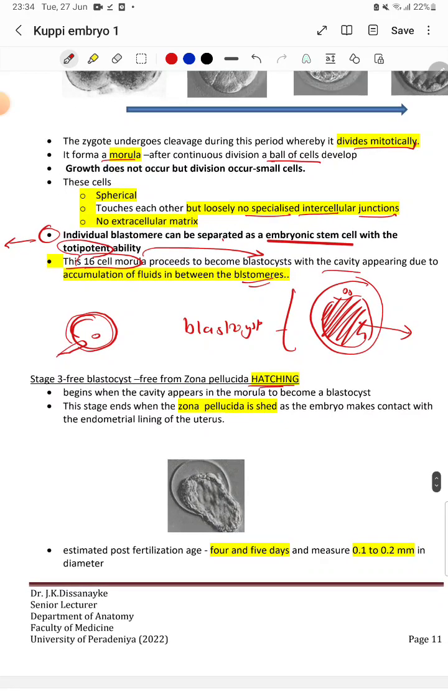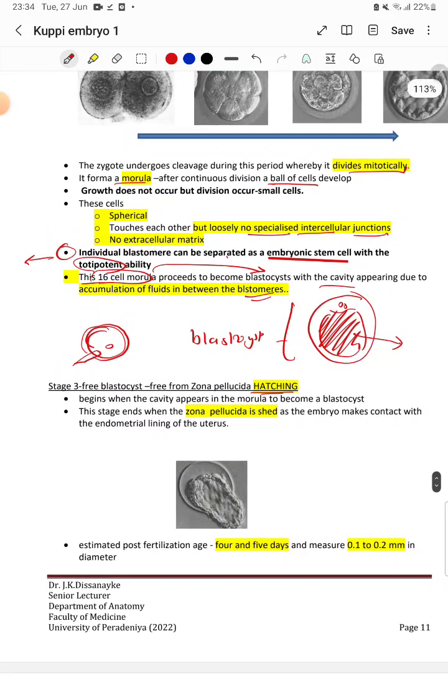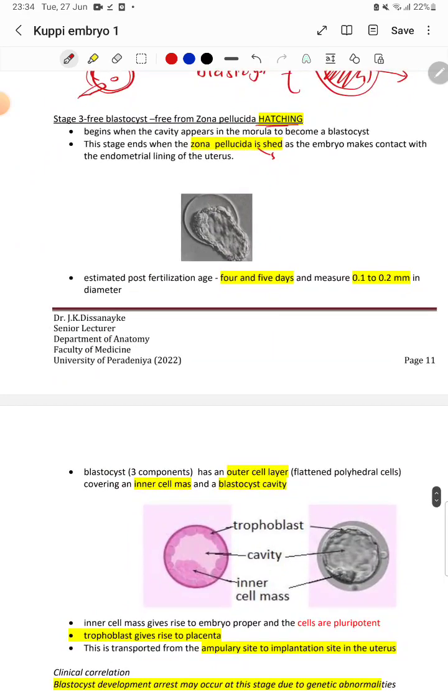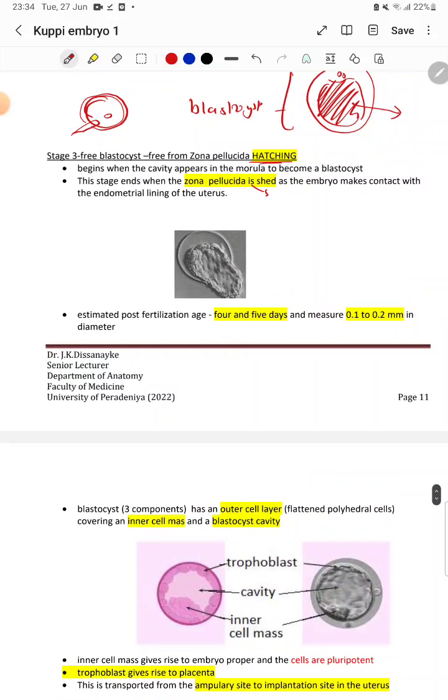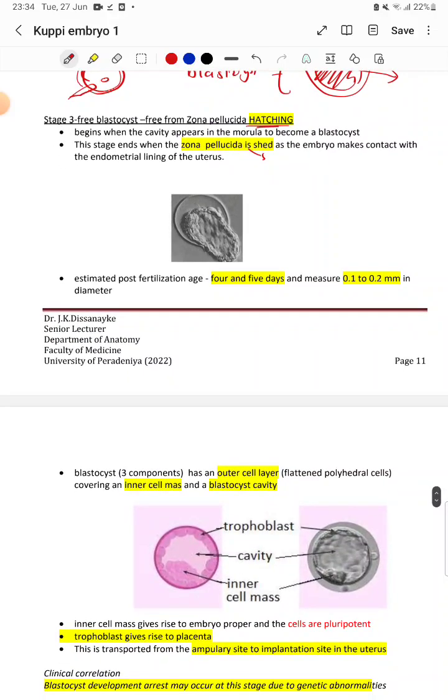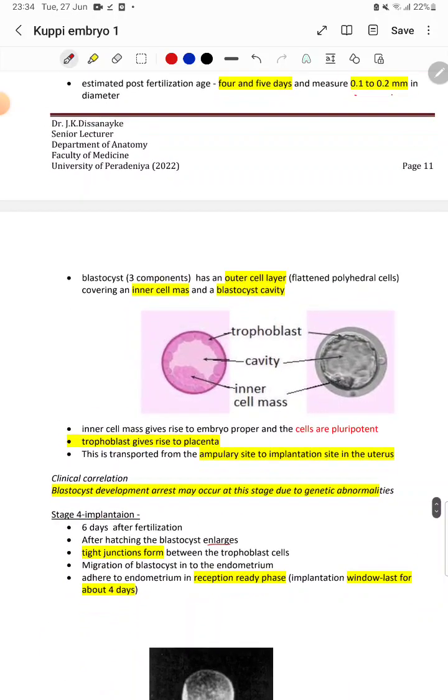But at the third stage, it's hatching, which is basically where the blastocyst frees itself from the zona pellucida, and it's pretty much shed, it's gone, and then the blastocyst is able to increase in size now. It's able to enlarge, but I'll get to that in a bit. At this point, when it's hatching, when the zona pellucida is shed, it's around 4 to 5 days, and the size is 0.1 to 0.2 millimeters in diameter.